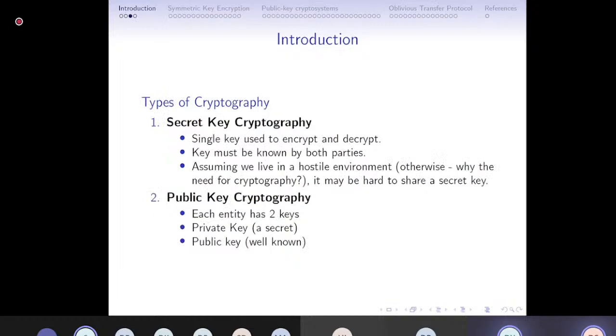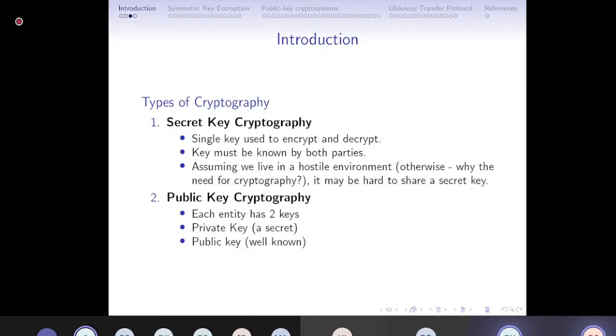So in cryptography, basically there are two types of cryptography. First one is secret key cryptography, and second one is public key cryptography. In case of secret key cryptography, a single key is used between sender as well as receiver. Secret key cryptography is also called symmetric key cryptography because, as the name suggests, symmetric. That means the same key is used between sender as well as receiver.